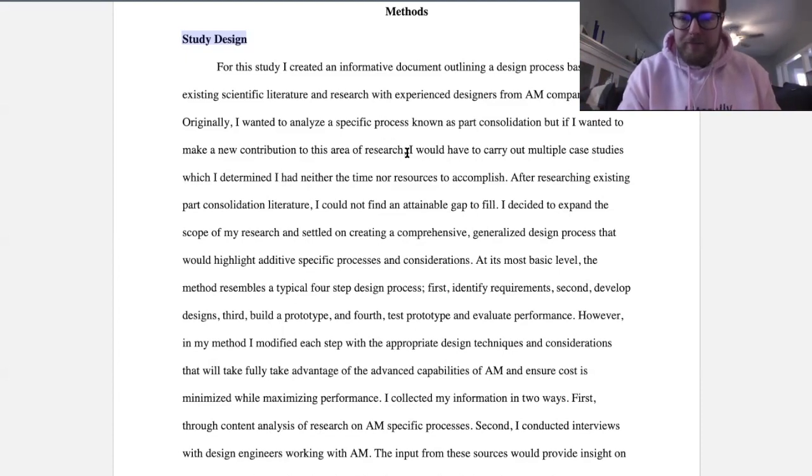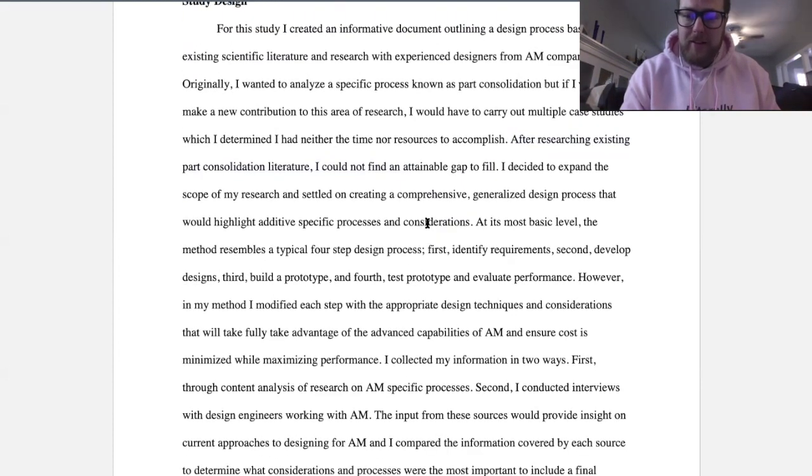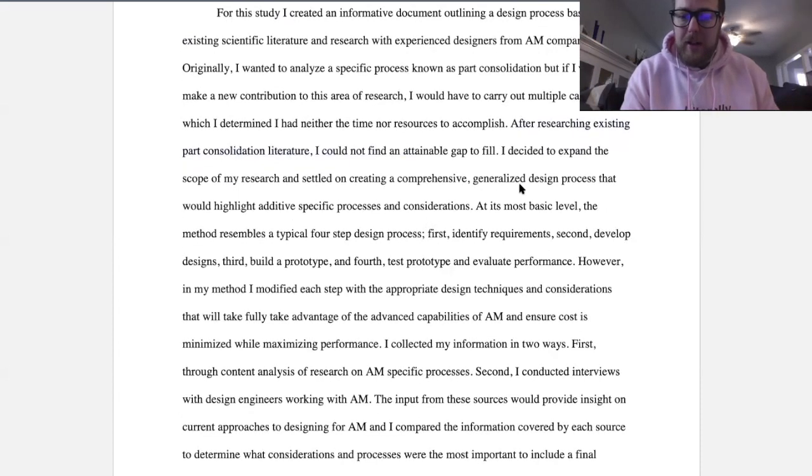All right. So after researching existing parts consolidation literature, I could not find an attainable gap to fill. I decided to expand the scope of my research and settled on creating a comprehensive, generalized design process that would highlight additive specific processes and considerations.